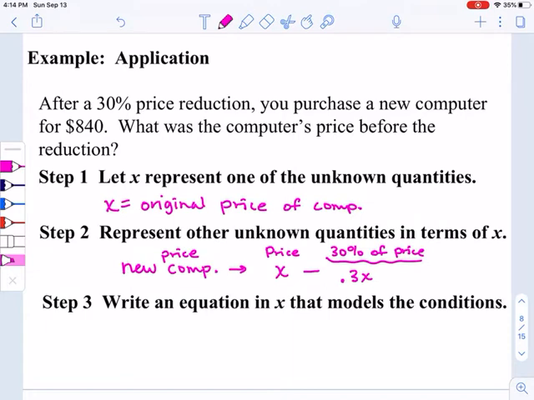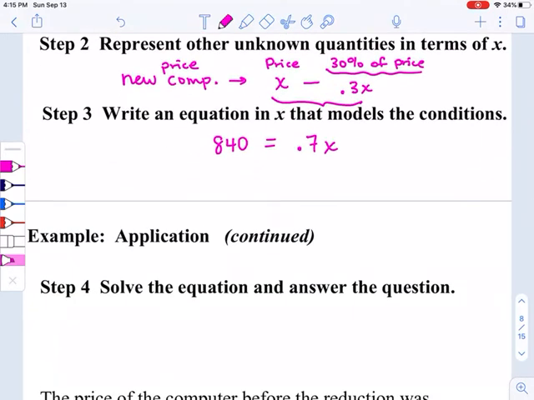30% of the computer I need to take off. So I have 100% of the price. I'm going to take away 30% of the price, which means that's going to leave us with what percentage of the price are we paying? This whole thing means that we're going to end up paying 70% of the original price, which is going to equal how much money are we paying? You purchase a new computer for $840. That allowed us to write an equation. We took the price of the computer, 100% of the price. We took off our 30% of the price, which leaves us with paying 70% of the price. Make sense?